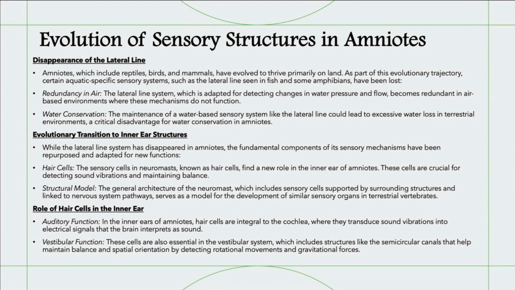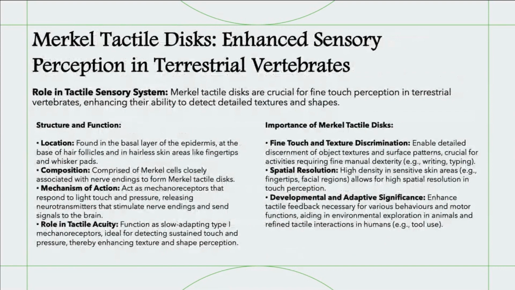The cells are also important within the vestibular system. The vestibular system helps us with balancing. So the neuromasts that we're talking about here, which can be found in the amniotes, will help maintain balance and also give spatial orientation. So you kind of know which way you're facing and so on.